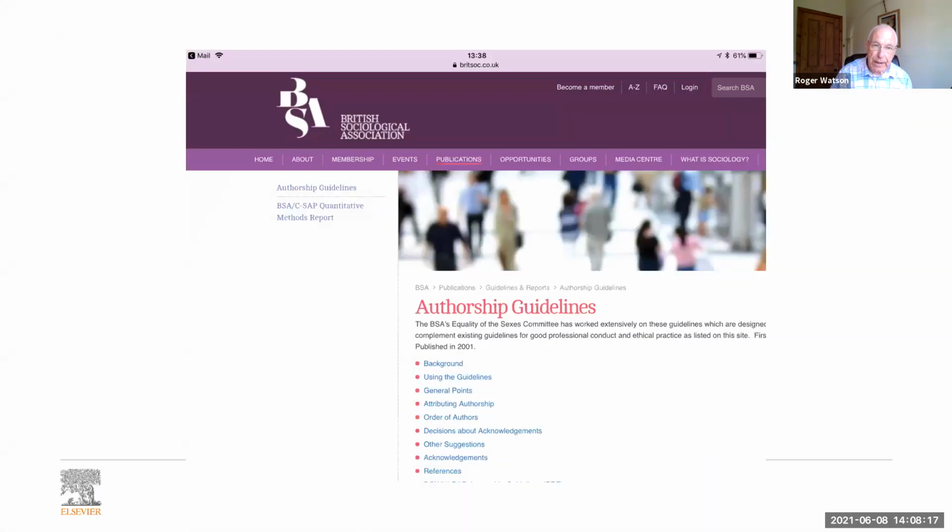And authorship guidelines, I'm using the British Sociological Association guidelines here. They do give some guidance on order of authors. Different fields like medicine, nursing, psychology, so forth, they do have different conventions. But I just wanted to say that as editors and publishers, we are not remotely interested in the order of authors. We're only interested that all the authors are there in whichever order you wish.